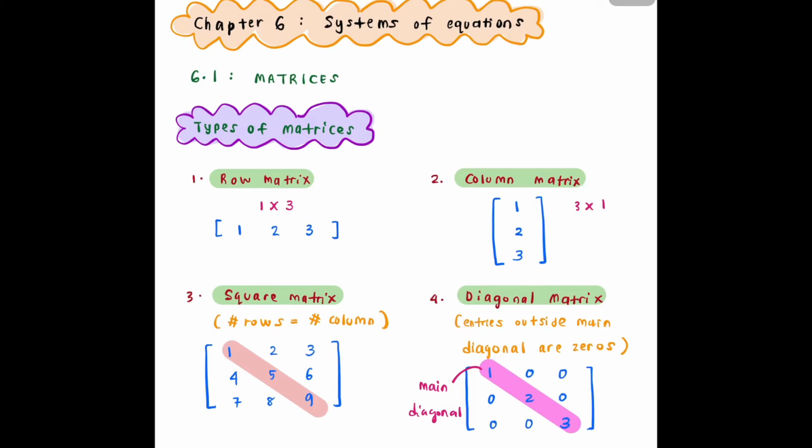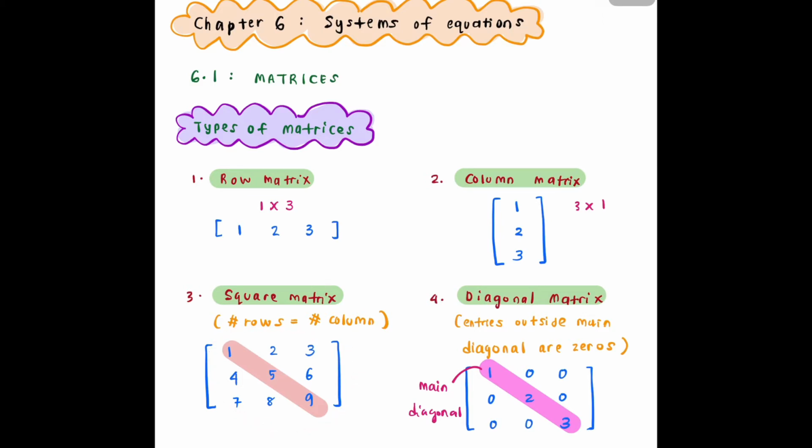This is the last chapter from Math 1, which is System of Equations, Matrix. So first of all, let us see 6.1 on the types of matrix. We can have a row matrix, a column matrix, a square matrix. This is a square matrix, where you can see the number of rows and the number of columns is the same. For example, this is a 3 by 3 matrix.